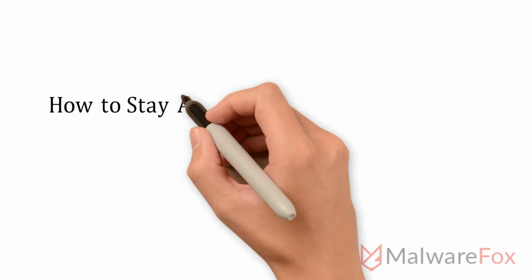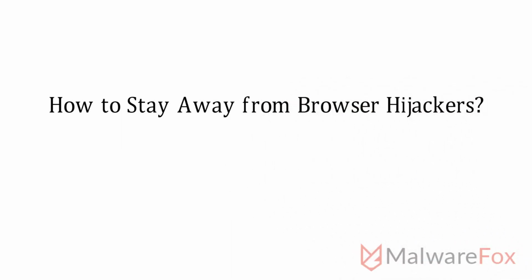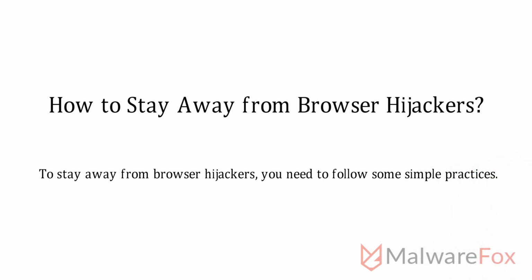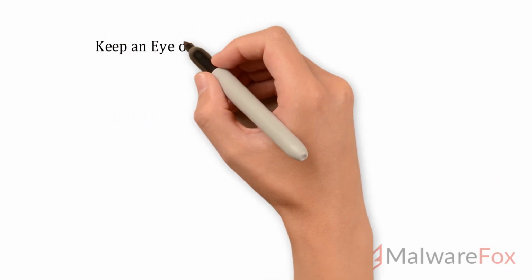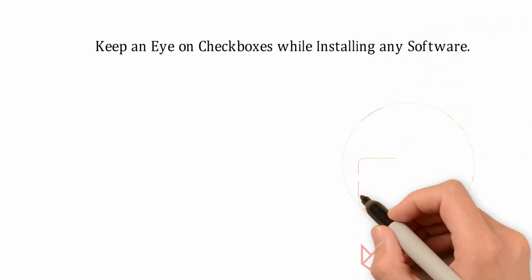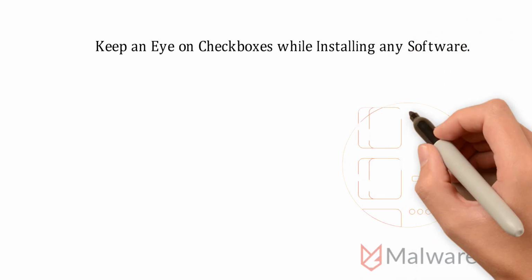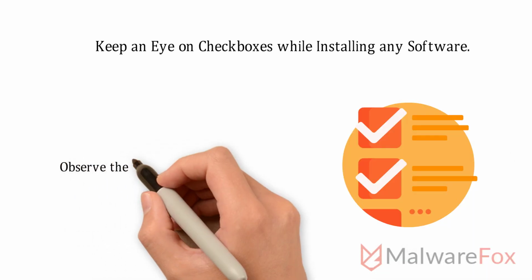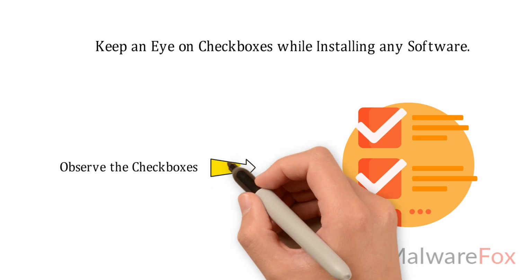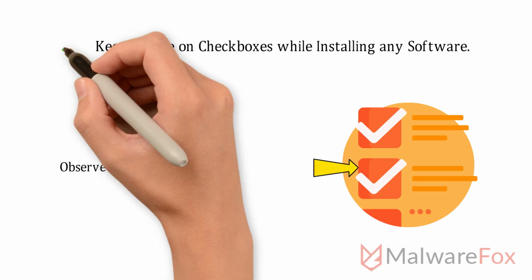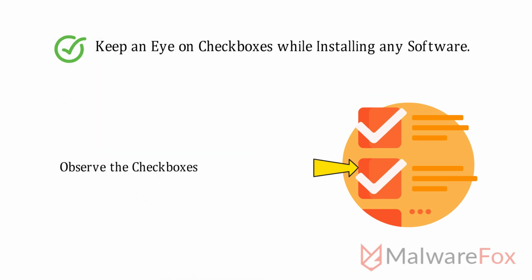How to stay away from browser hijackers? To stay away from browser hijackers, you need to follow some simple practices. Keep an eye on checkboxes while installing any software. While installing software, you should carefully read the instructions and observe the checkboxes. You may be tricked into installing unwanted software programs. They are generally checked by default, and users have a mindset of proceeding without knowing the risks.